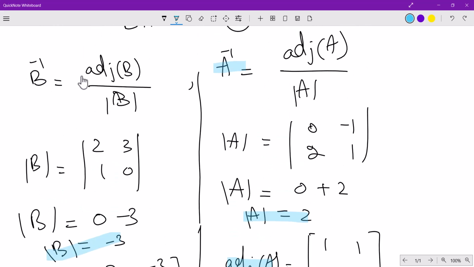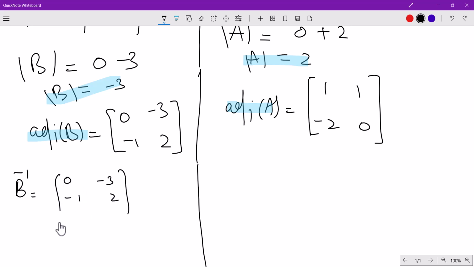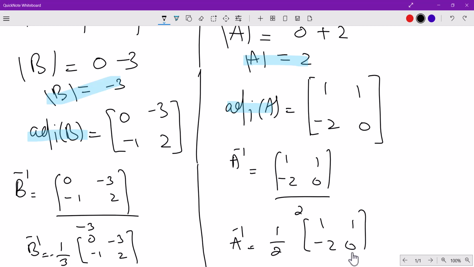And for B inverse, we put the adjoint of B and determinant of B in the equation. B inverse is equal to adjoint of B, which is [0, -3; -1, 2], and determinant of B, which is minus 3. So B inverse is equal to minus 1 by 3 into [0, -3; -1, 2]. And A inverse is equal to adjoint of A, [1, 1; -2, 0], and determinant of A, which is equal to 2. So A inverse is equal to 1 divided by 2 into [1, 1; -2, 0].